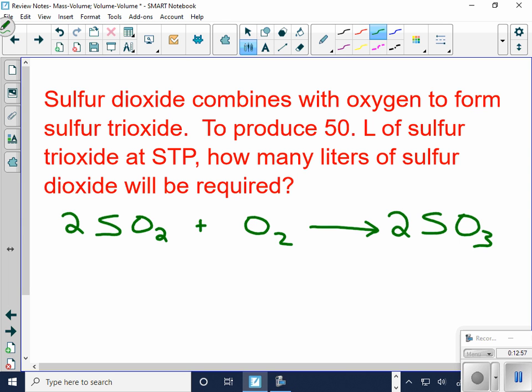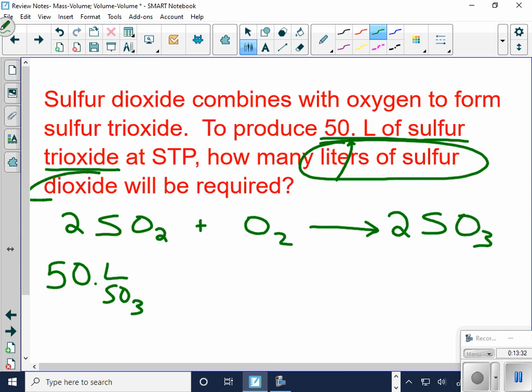Now, I have 50 liters of sulfur trioxide. By having that decimal point right here, that decimal point tells me that that 0 is significant. So I have 2 sig figs there. So I'm starting out with 50. liters of SO3. And I put that decimal just to remind myself that I have 2 sig figs there. So I am going to go from liters of sulfur trioxide to liters of sulfur dioxide. Put in my long conversion boxes.